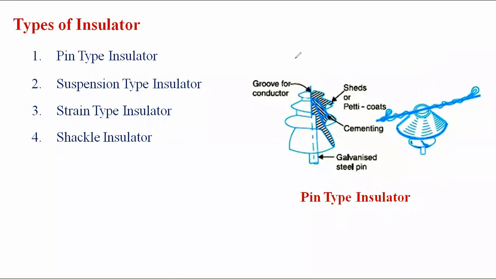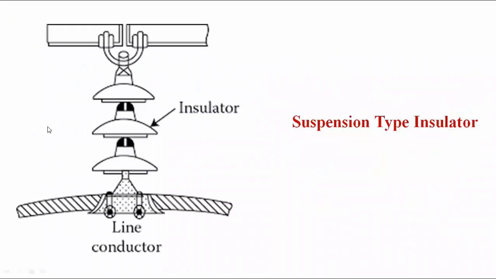And beyond 33 kV, this is the major drawback. Economically, it is not satisfied, and the size of the insulator is also large. The next one, the second one, is the suspension type insulator. What are the drawbacks in the pin type insulator that are overcome in the suspension type insulator? That is, the cost of pin type insulator is uneconomical at higher operating voltage, that is beyond 33 kV.